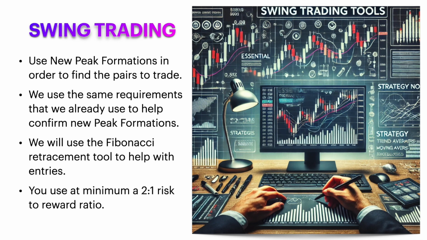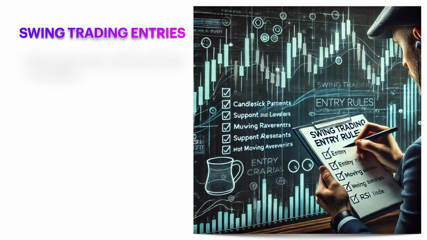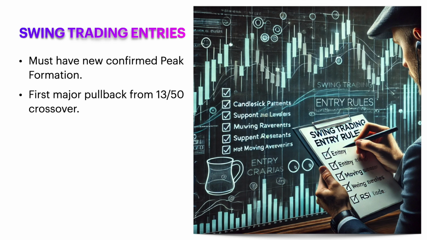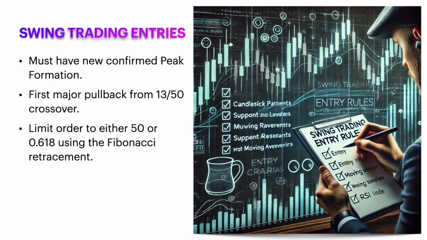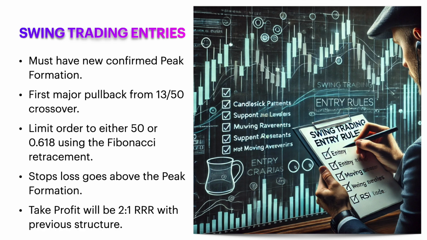That's pretty much it. Now, as far as the entries go, it's going to be pretty simple. Must have a new peak formation confirmed. The first major pullback after the 13/50 crossover is what we're going to use. We're going to set limit orders at either the 50 or the 61.8 using the Fib retracement, and stop losses are going to go above the previous peak formation that just formed. Take profit is going to be a 2-to-1 risk reward ratio with previous structure.